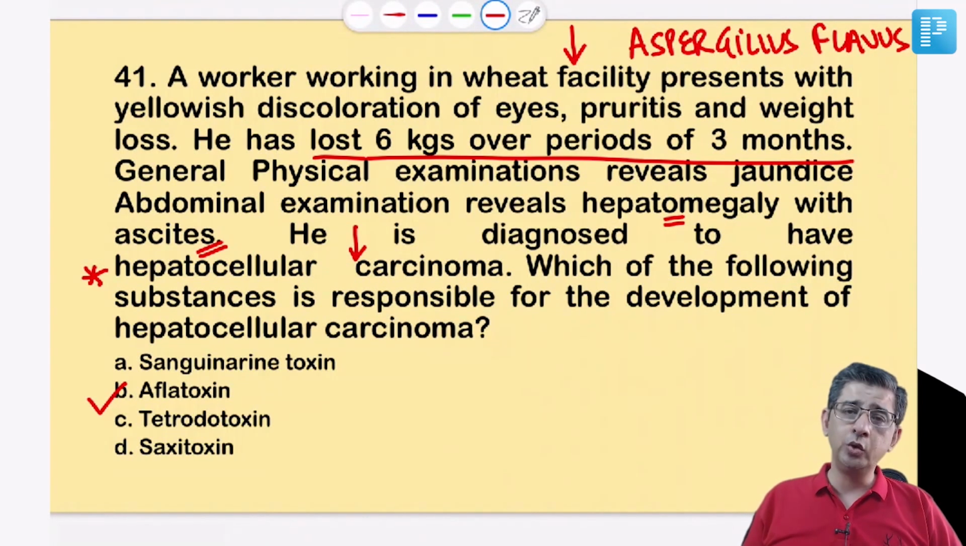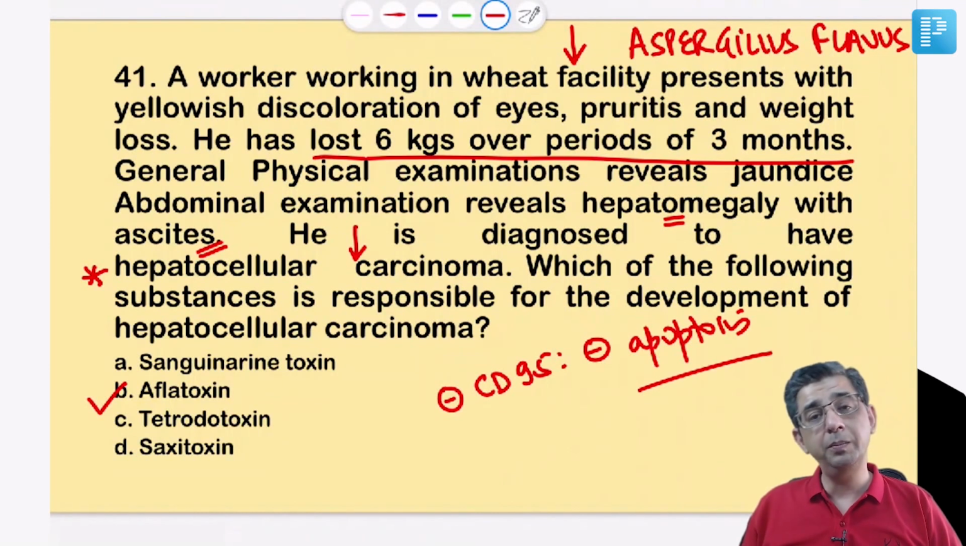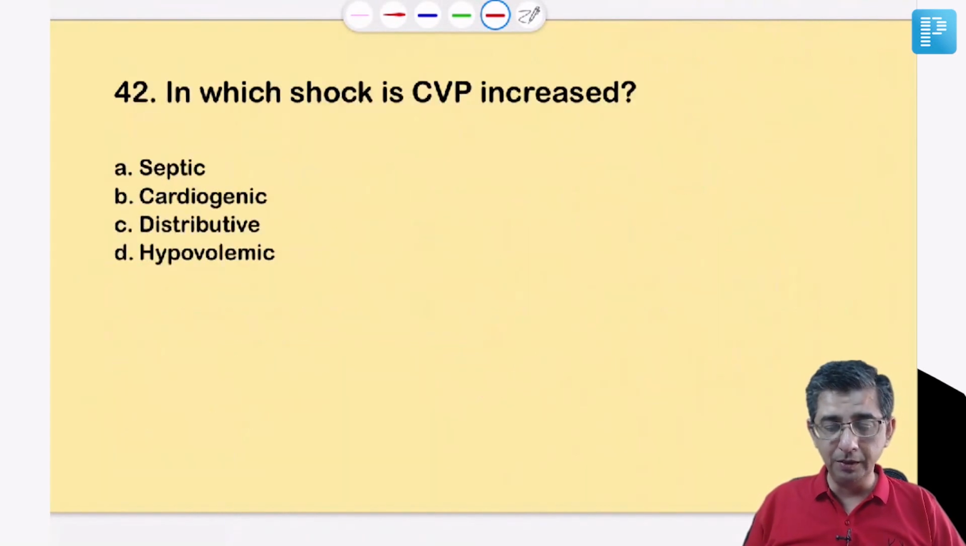And they could have made it a two-step question by asking, how will it cause a cancer? So you very well know it will inhibit apoptosis by inhibiting CD95, and when you inhibit the programmed cell death, then the cancer will obviously develop. The answer to this question is beta.